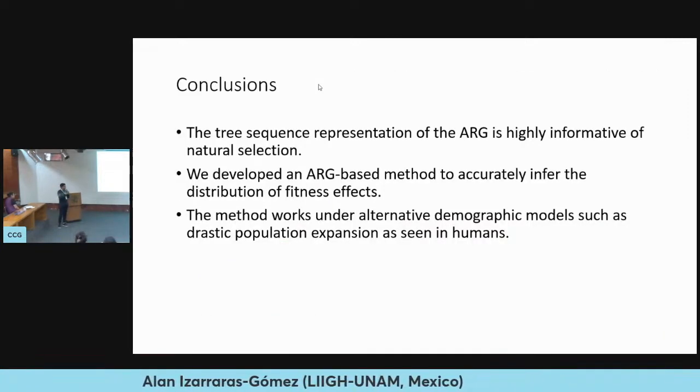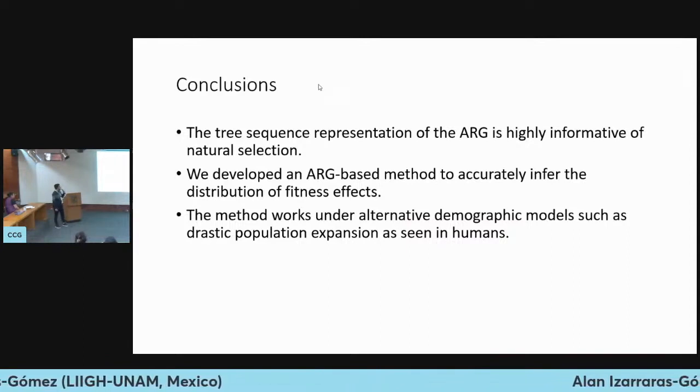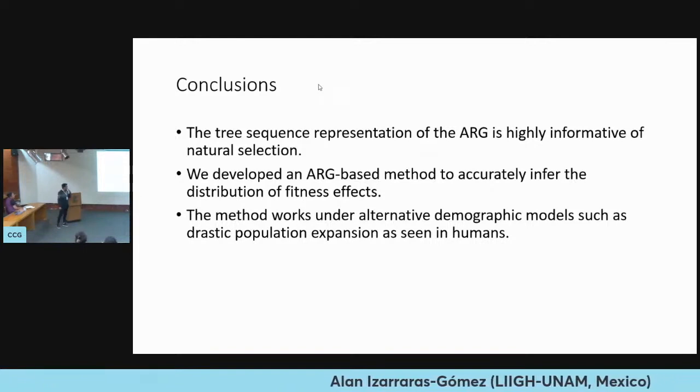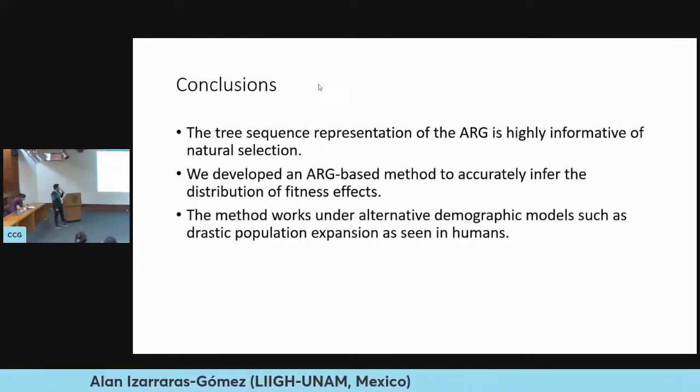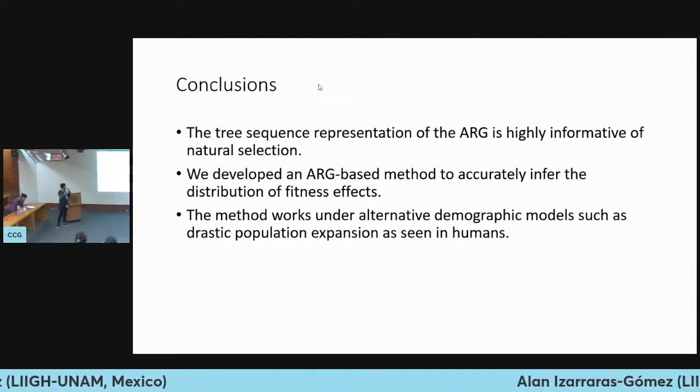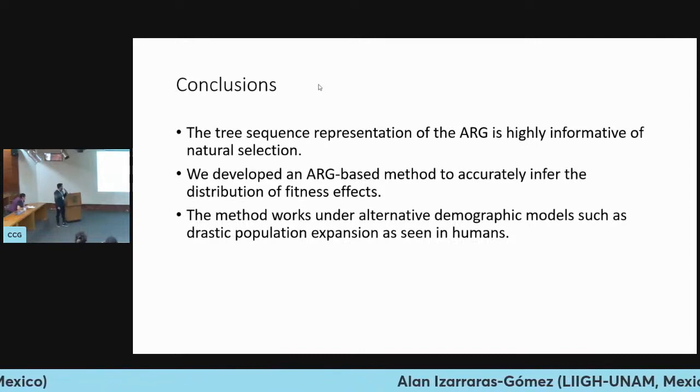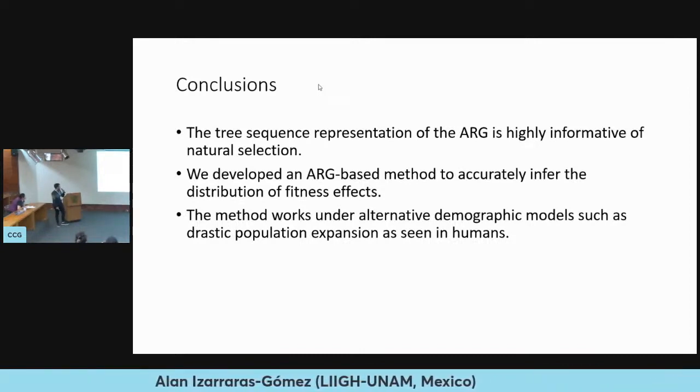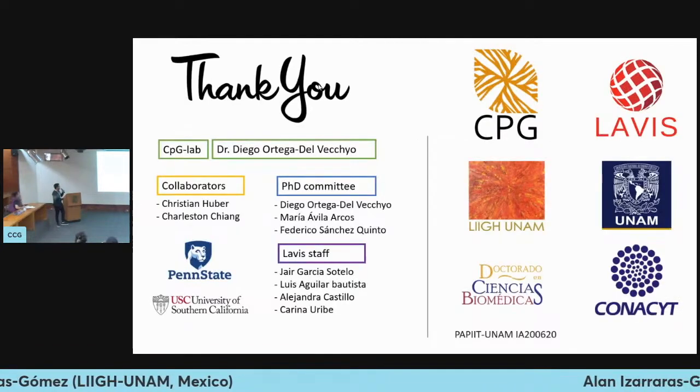And so with this, I conclude that the tree sequence representation of the ancestral recombination graph allows us to develop an ARG-based method to accurately infer the distribution of fitness effects, and that the method works even under alternative demographic models, such as a drastic population expansion as seen in humans.